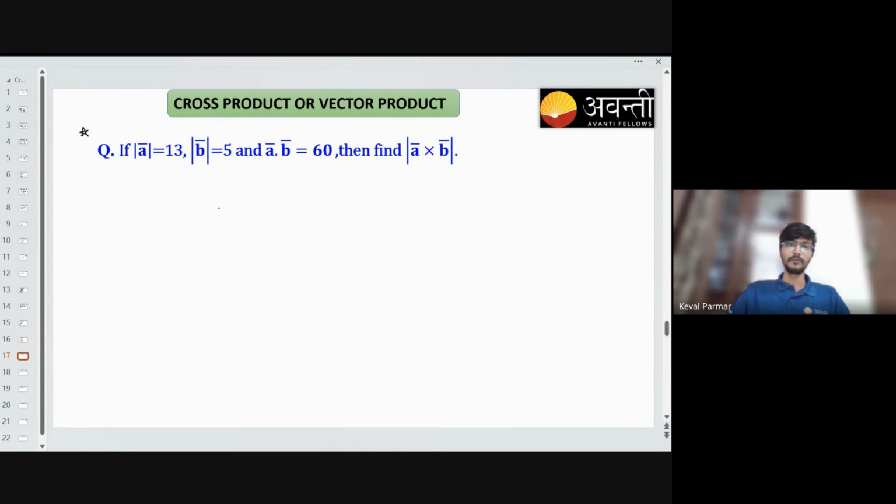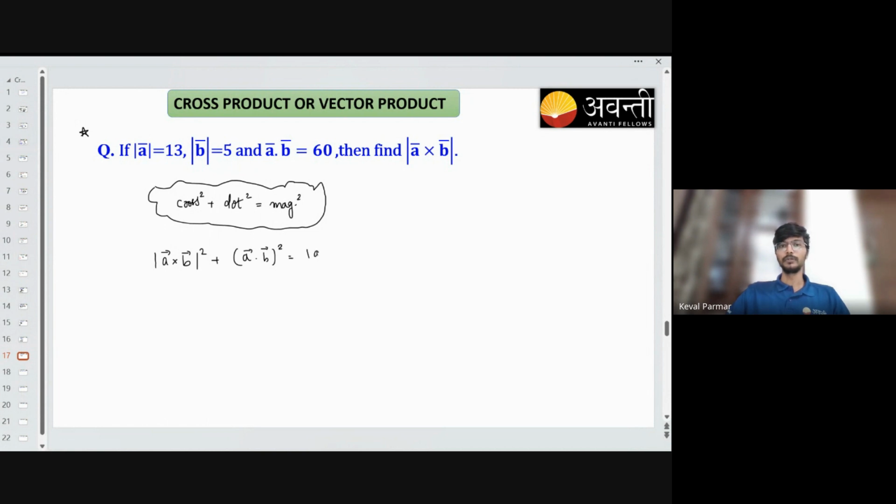Cross product का square plus dot product का square is equal to their magnitude का square. So that means A vector cross B vector का square plus A vector dot B vector का square is equal to mod A vector into mod B vector.